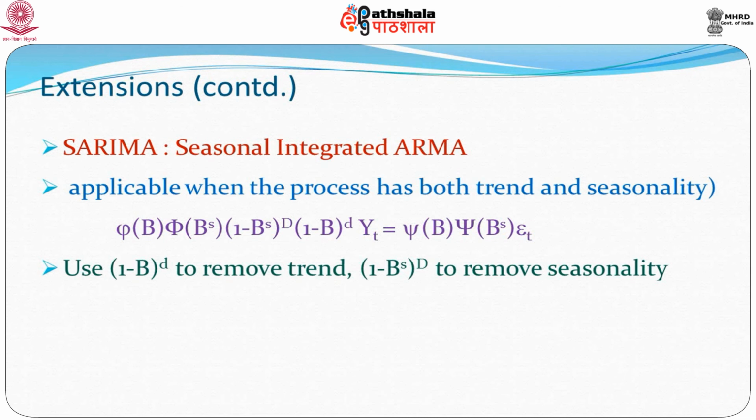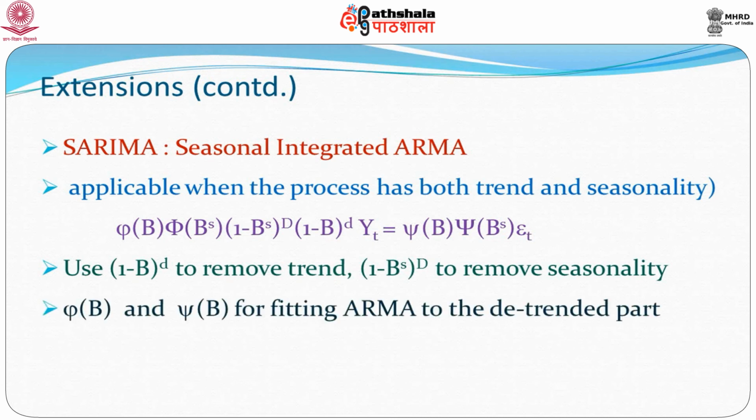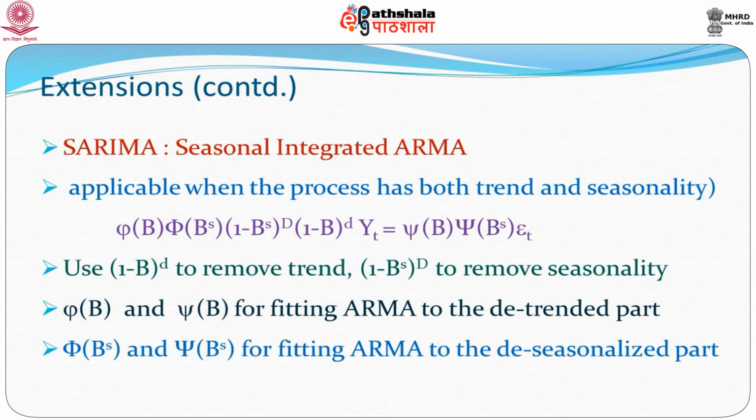1 minus B to the power of s, the whole thing to the power of D, basically gives you, if you take capital D equal to 1, x t minus x t minus s. So, if you have s-th order seasonality, or s-th period seasonality, that would be removed by this component, 1 minus B to the power of s, the whole thing to the power of D. Then you fit the usual phi B and psi B for the ARMA for the detrended part, and phi B to the power of s and psi B to the power of s for the deseasonalized part, and you land up with what is referred to as a SARIMA model.